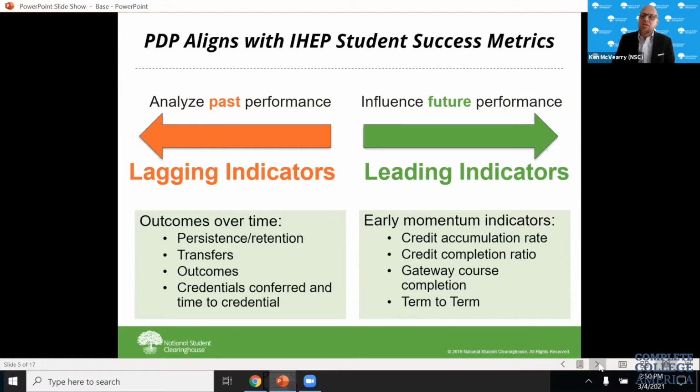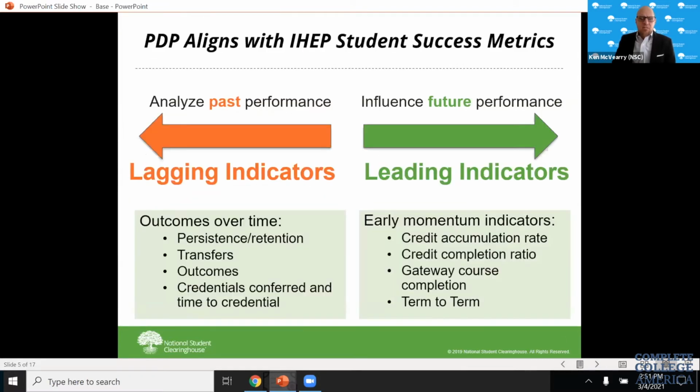But it's really hard to move the needle on student success when your students have already walked with their feet, right? When they've already had to leave your institution for whatever reason. So we wanted to combine that with those leading indicators that came out of IHEP, these early momentum metrics around credit accumulation rate, credit completion ratio, and gateway course completion, to give you a better line of sight so that you can take action while your students are still enrolled.